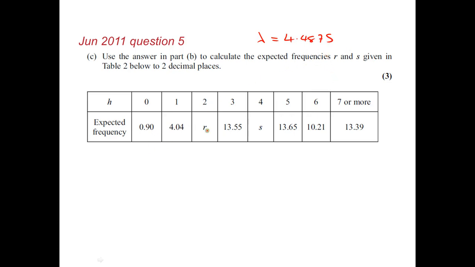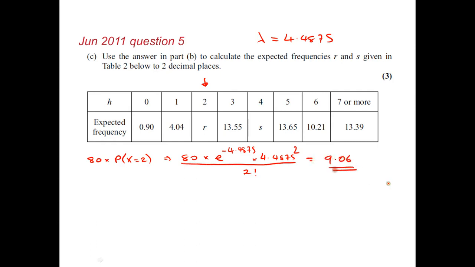So your expected frequency for 2, for instance, is going to be 80 multiplied by the probability that your value is going to be 2. And of course this is Poisson. So it's going to be 80 multiplied by. So lots of ways of doing this. Okay, but the most simple way of doing it is to just work it out. So it's going to be e to the minus 4.4875 times by 4.4875 to the power of 2 all over 2 factorial. Okay, and if we work that all out, that's going to give me 3 significant figures, 9.06.